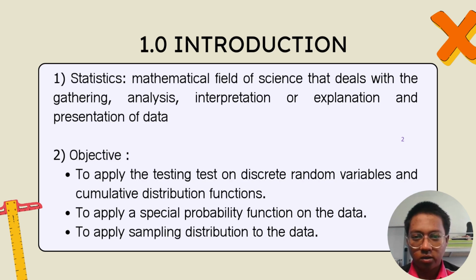So the first one is introduction. Statistics is a mathematical field of science that deals with the gathering, analysis, interpretation or explanation and presentation of data. There are 3 objectives of this study. The first one is to apply the test on discrete random variables and cumulative distribution functions. Second one is to apply a special probability function on the data. And the third one is to apply sampling distribution to data.